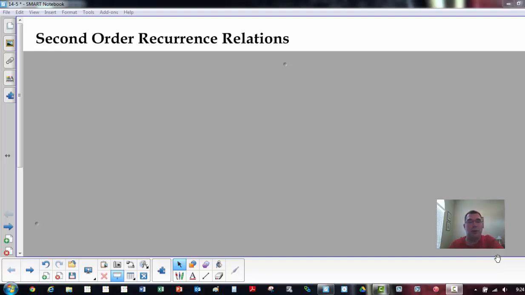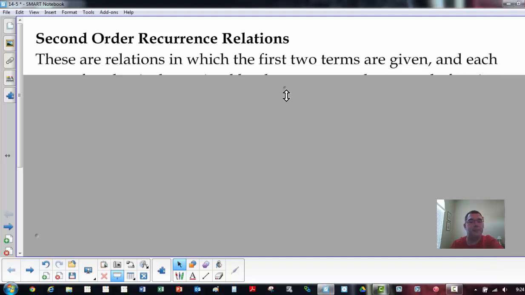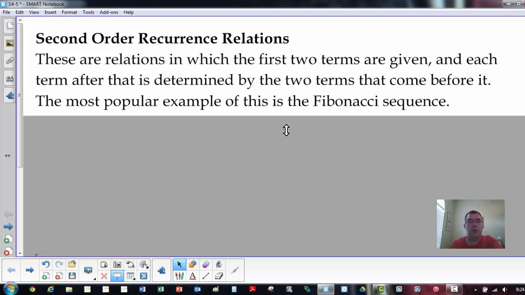So whenever we talk about u_n, it's going to be defined in terms of u_(n-1) and u_(n-2), or something very, very close to that. So let's begin. The most popular example of this is the Fibonacci sequence. That's the one that starts with 1 and 1, and every term after that is the sum of the two terms that come before it.